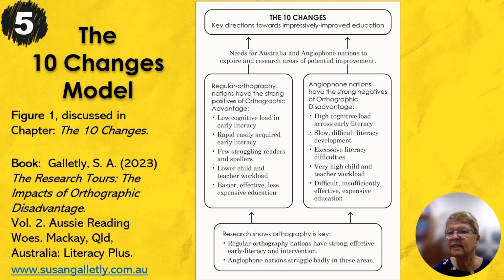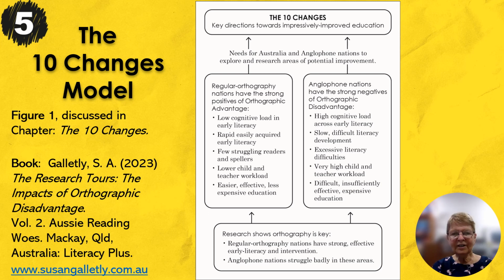And we're not spending nearly the money that we need to spend. And I'm talking of Australia here. America and the UK are providing much better resources there. Okay, and so moving up, we've then got, near the top, needs for Australia and Anglophone nations to explore and research areas of potential improvement, which leads us to the 10 changes, key directions towards impressively improved education.